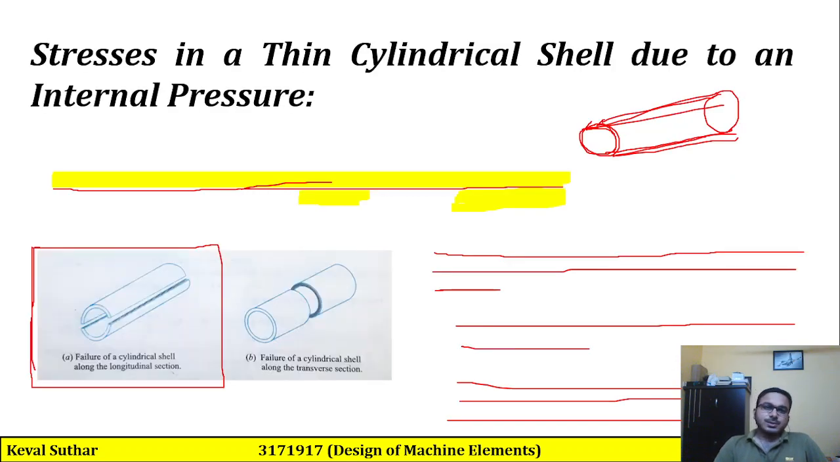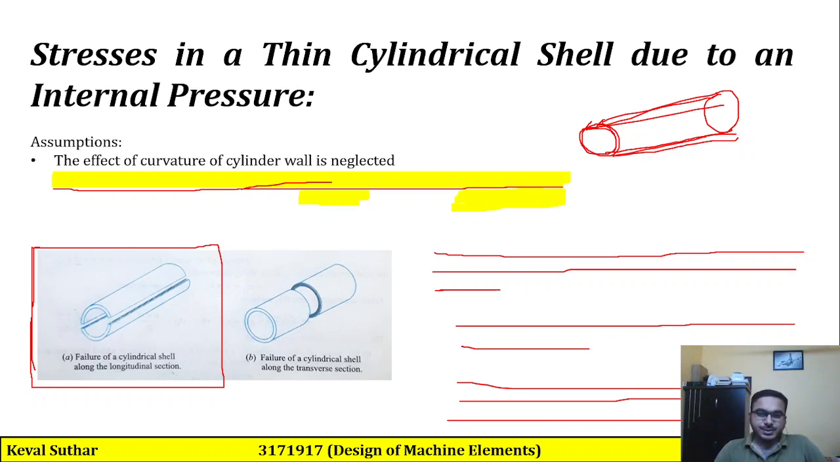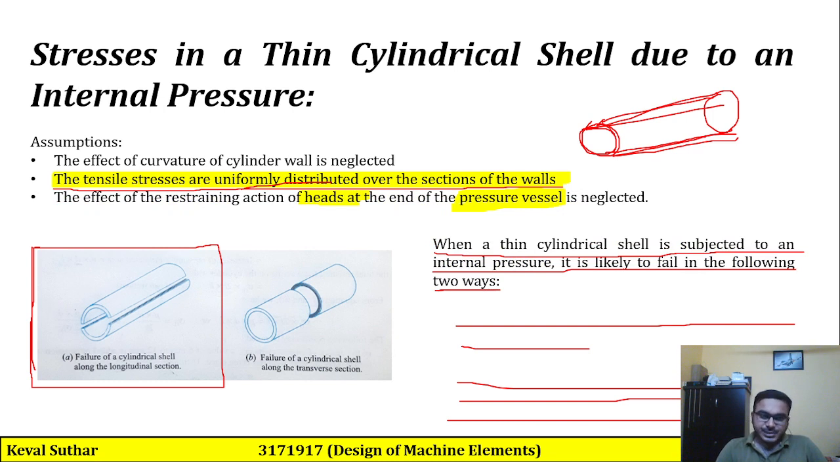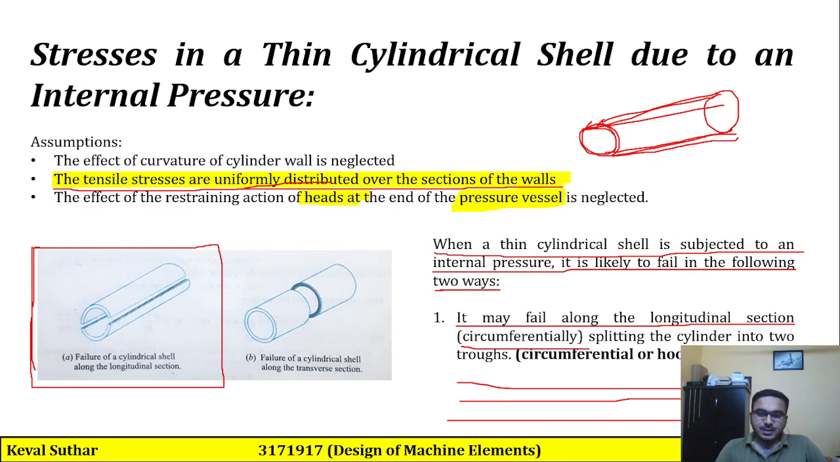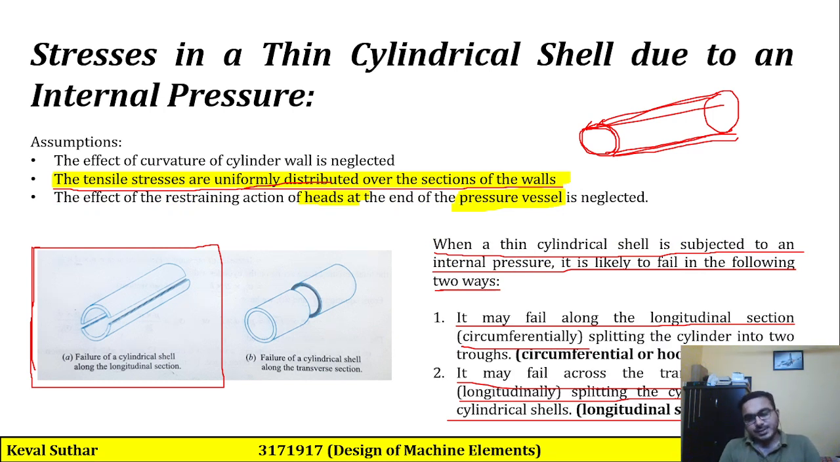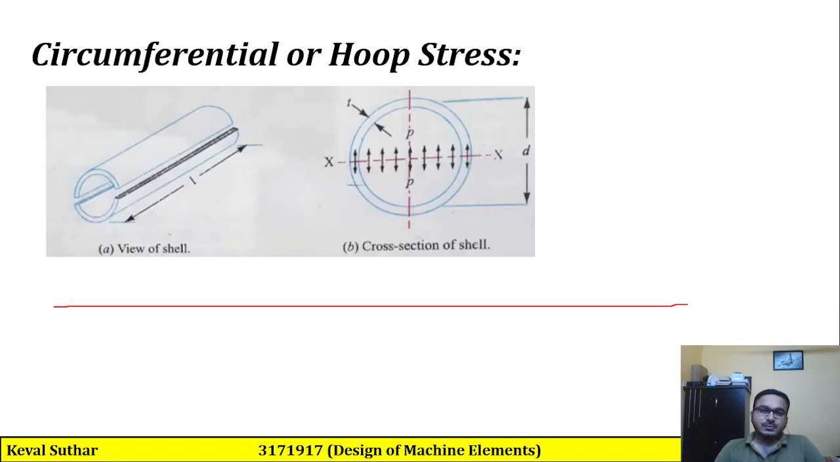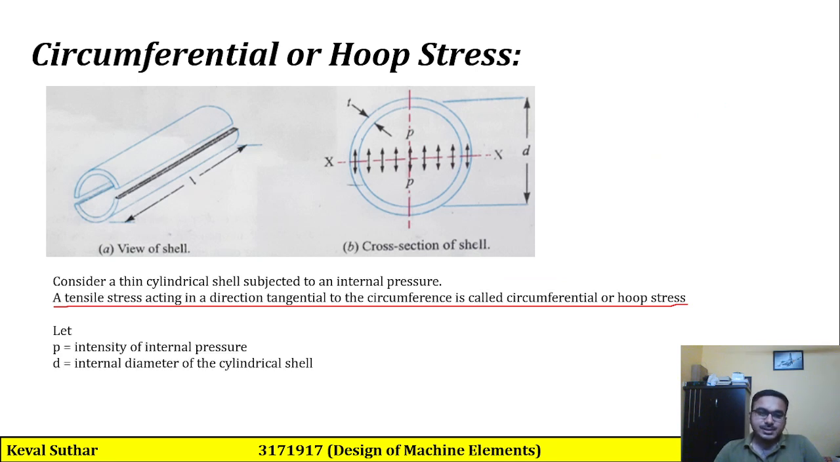Then we discussed the types of stresses that can be generated in a thin cylindrical shell due to an internal pressure. There are a few assumptions that we made. Two kinds of stresses can be generated. First is the circumferential or hoop stress, which occurs circumferentially, and the longitudinal stress, which occurs in the transverse direction. Then one by one we took both the cases.